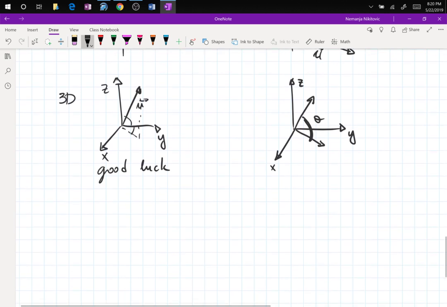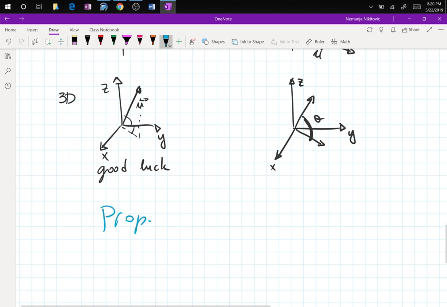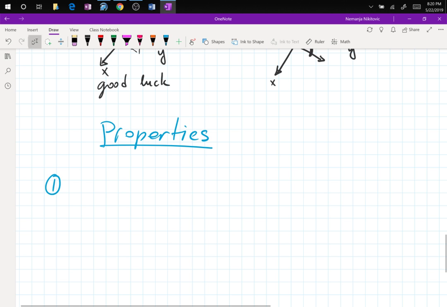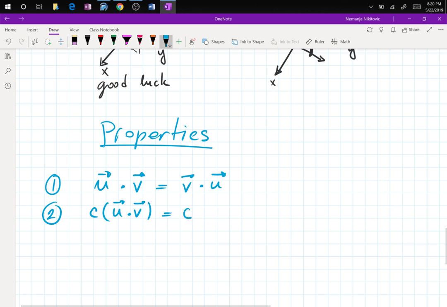Now we have some properties. Property number 1, the dot product is commutative. Shocking, right? It's a product. It's commutative. Number 2, c times u dot v is cu plus cv. Oh.